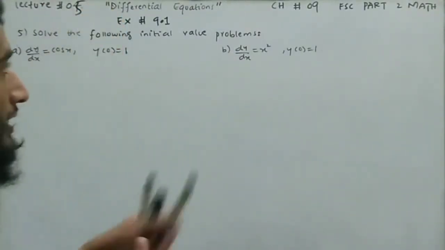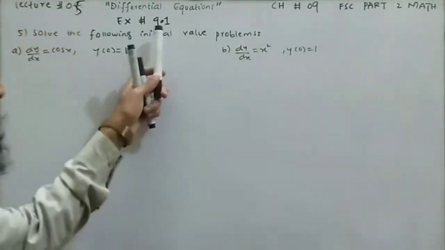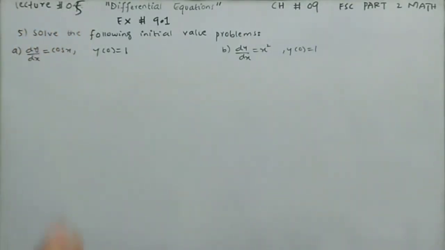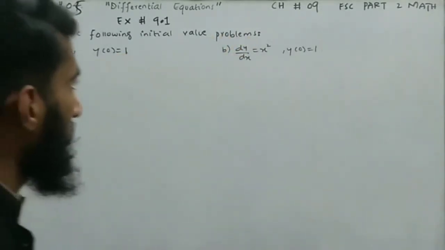Differential equation, chapter number 9, FSC part 2 mathematics, exercise number 9.1. This is the last question, question number 5. Solve the following initial value problem. So what is an initial value problem?